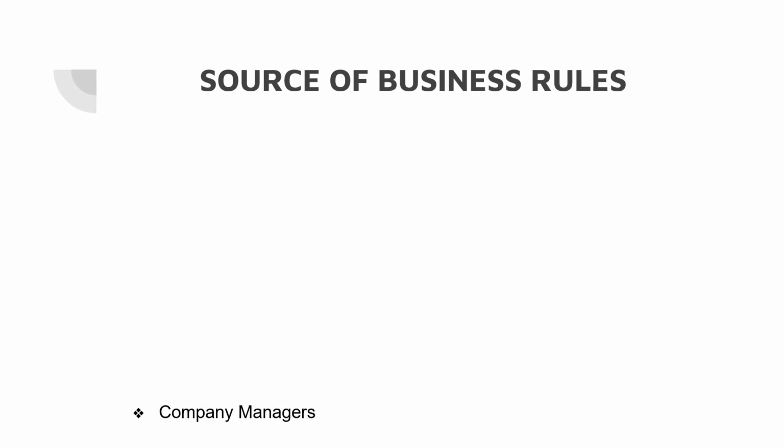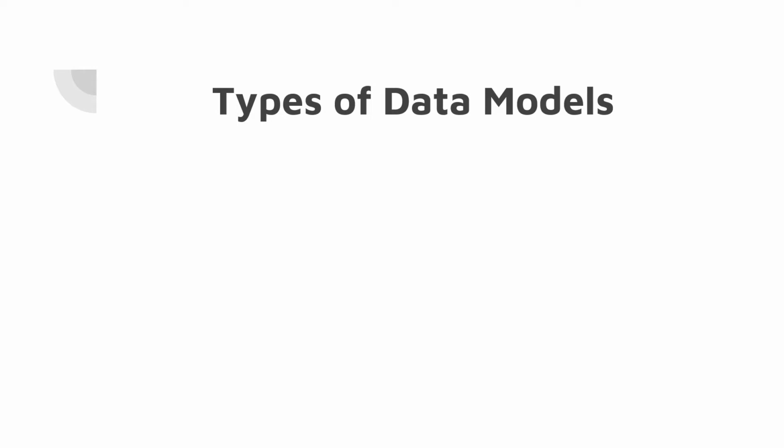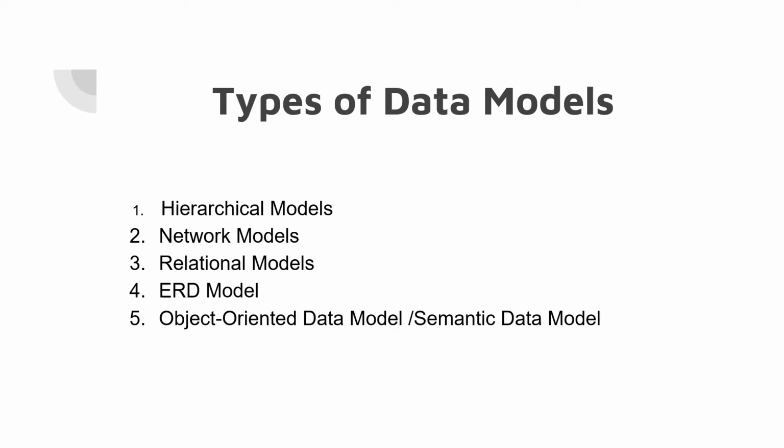Other than that, there is also the source of business rules. Company managers, policy makers, department managers, written documentation, and direct interviews with end users are all sources of business rules. Moreover, there are also types of data models: hierarchical models, network models, relational models, ERD model, and object-oriented data model are all types of data models.